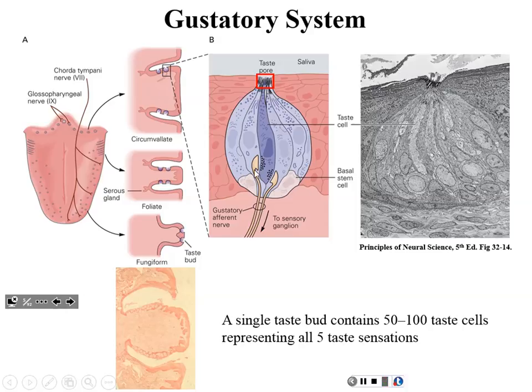Each single taste bud contains between 50 and 100 taste cells, and all 5 taste sensations are represented in any given taste bud. Okay? That's why we can taste all of them across the tongue. There are no particular areas where we are going to taste sweet or bitter.